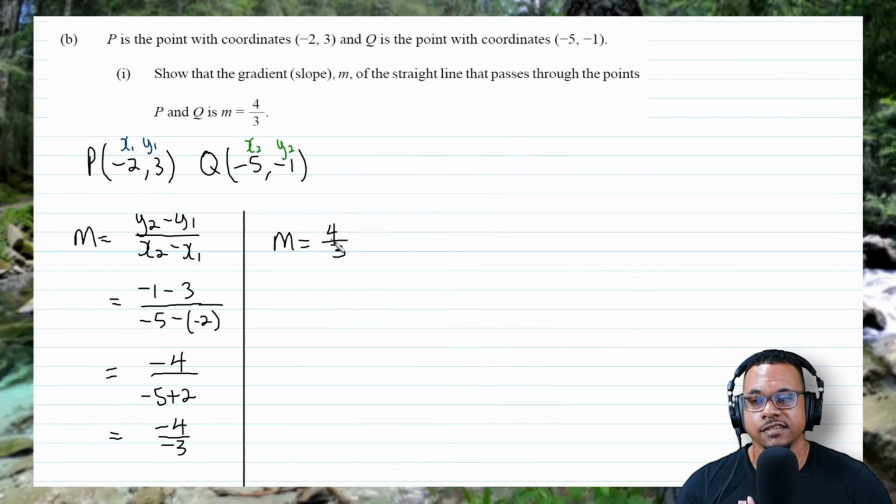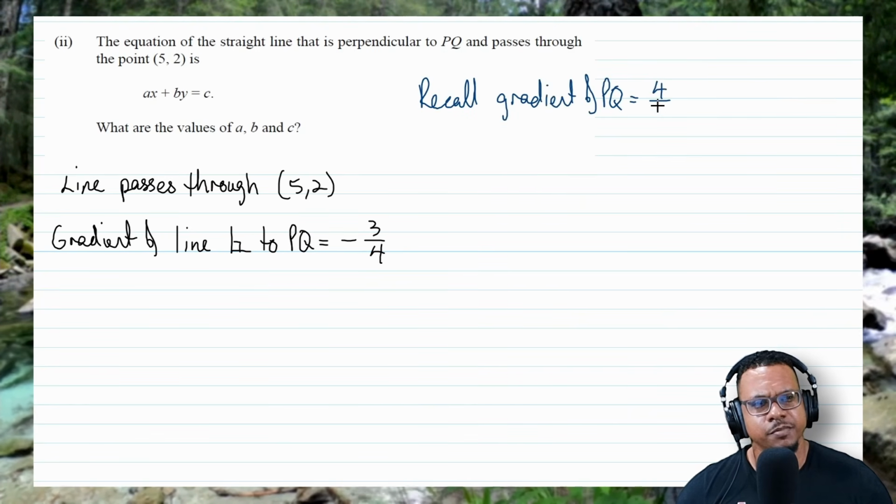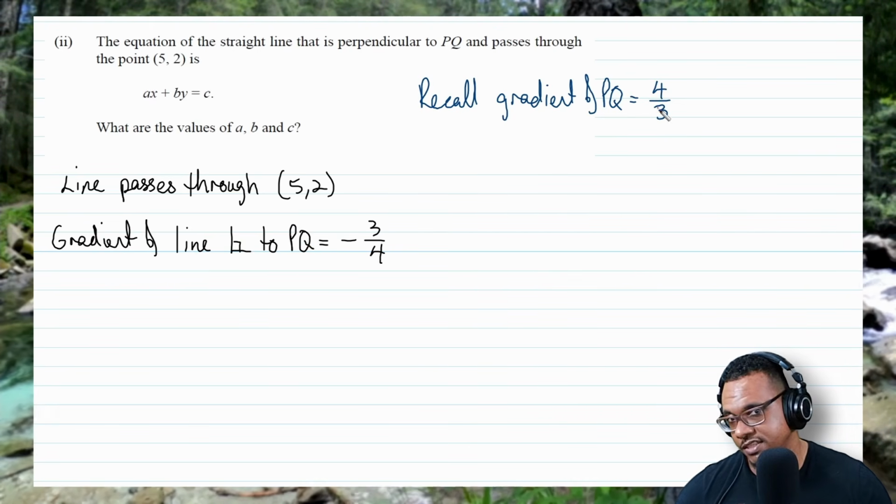So the gradient of the line perpendicular to PQ is the negative reciprocal. That means we flip this fraction, so we get 3 over 4, and change the sign. So that's negative 3 over 4. Flip and change sign. So we're going to have negative 3 over 4. Recall that the gradient of PQ was 4/3, so the gradient of the line perpendicular to PQ is just flip this fraction and change the sign.